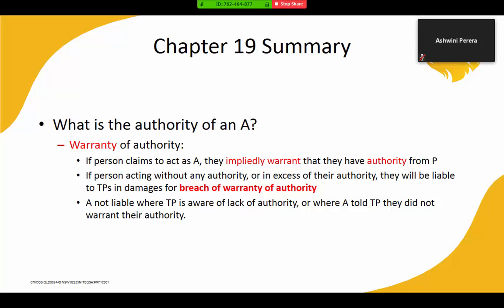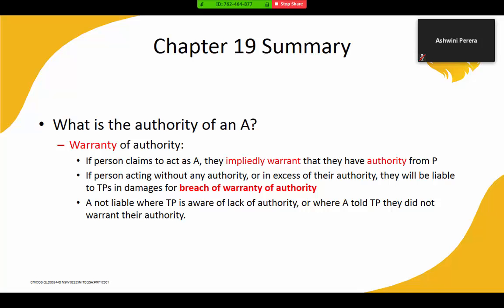If that's not the case, if you don't have that authority, then the third person would turn around and sue you for breach of warranty of authority. Okay.